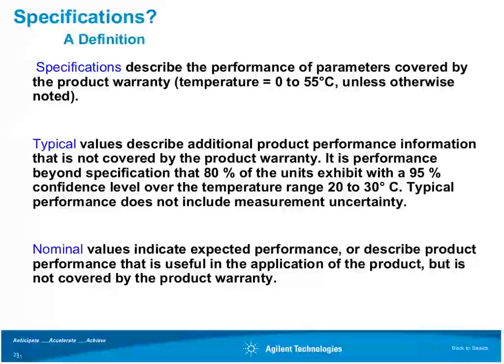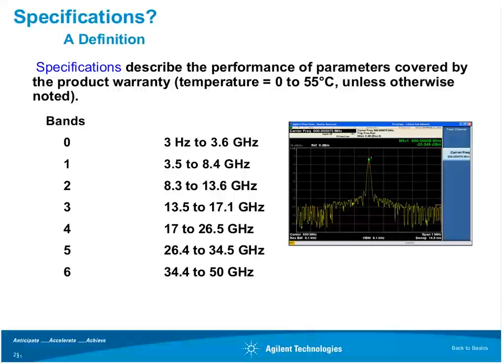These would be parameters that we don't necessarily test on every single unit on the production line. But again, it's to give you an idea of what to expect. A good example of that might be that we design spectrum analyzers to have 50 ohm input impedance. We don't necessarily test that on every single unit, but by design, it's designed to have that kind of impedance.